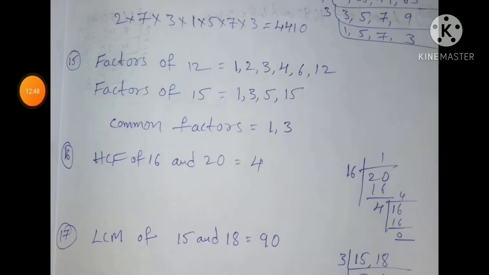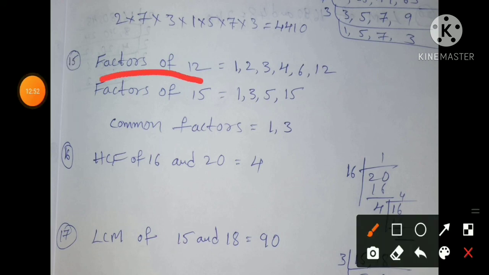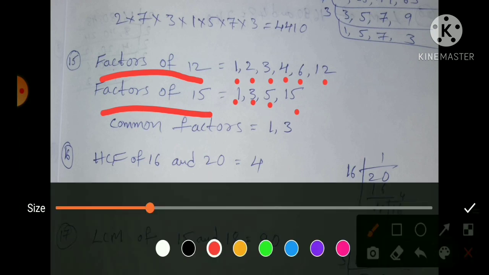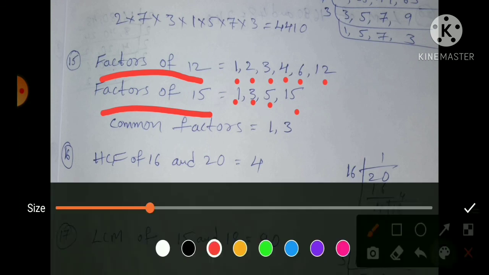The factors of 12 are 1, 2, 3, 4, 6 and 12. The factors of 15 are 1, 3, 5, 15. So common factors in these two are 1 and 3 only. So that's why common factors for both are 1 and 3 only. Okay.